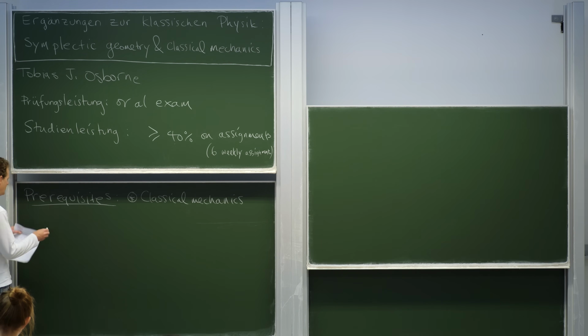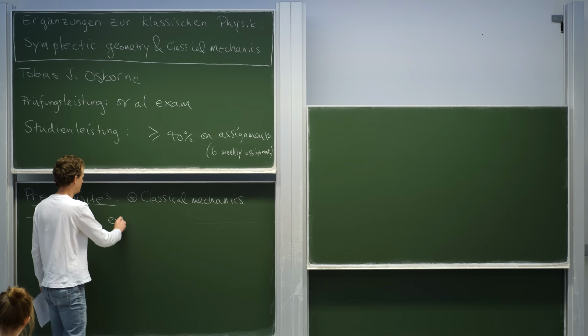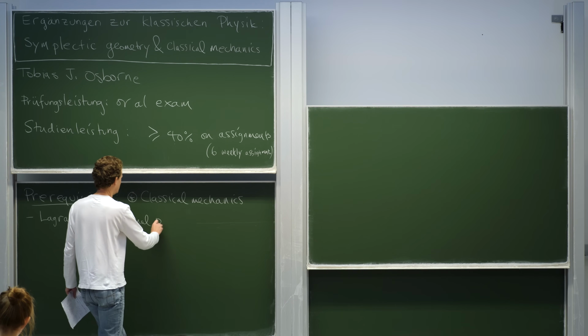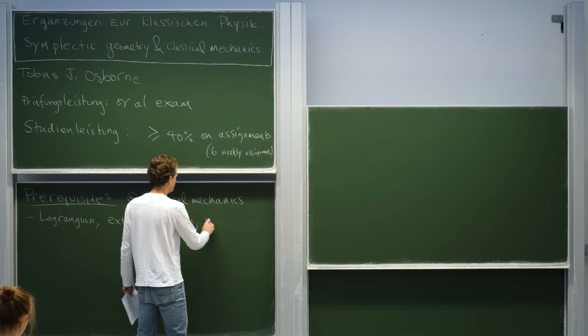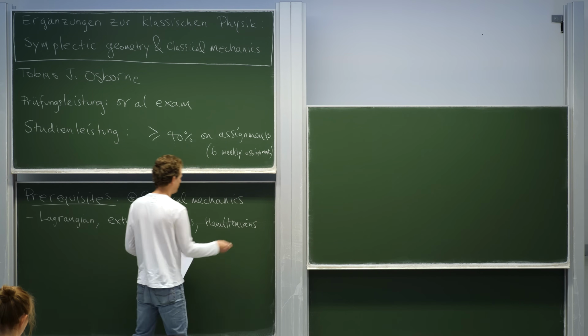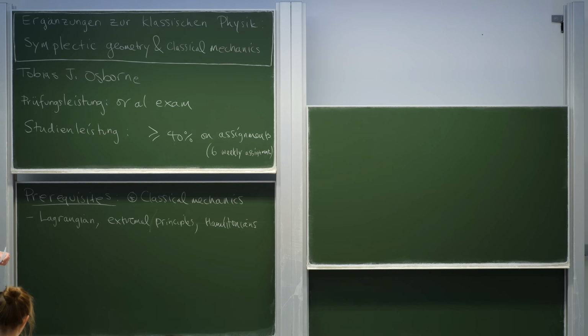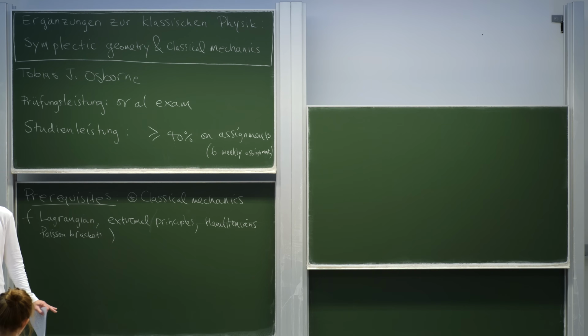In particular, I want you to know what on earth a Lagrangian is. I want you to know the extremal or variational principles. I want you to know what a Hamiltonian is, and Hamilton's equations, and Poisson brackets. As long as you've seen those words in your classical mechanics studies, then you should be good. There shouldn't be any difficulty in the physical background.